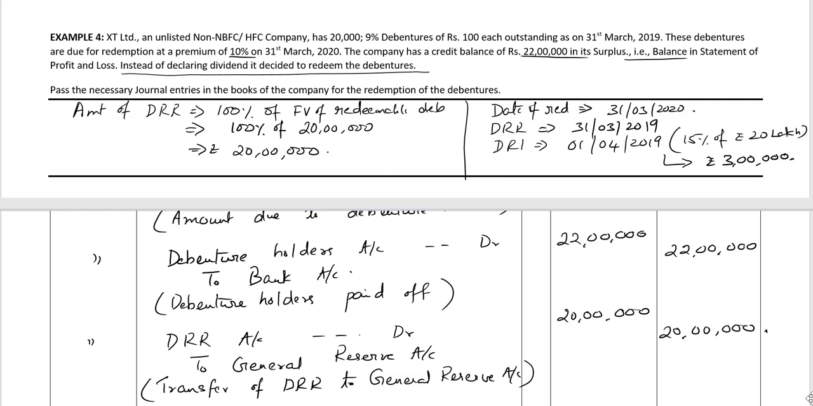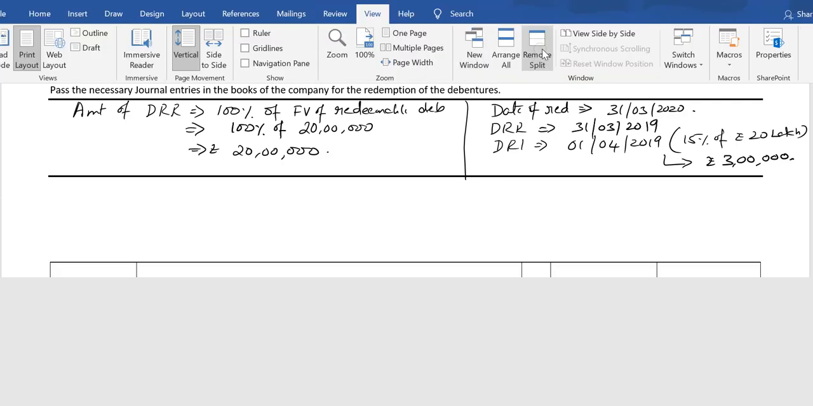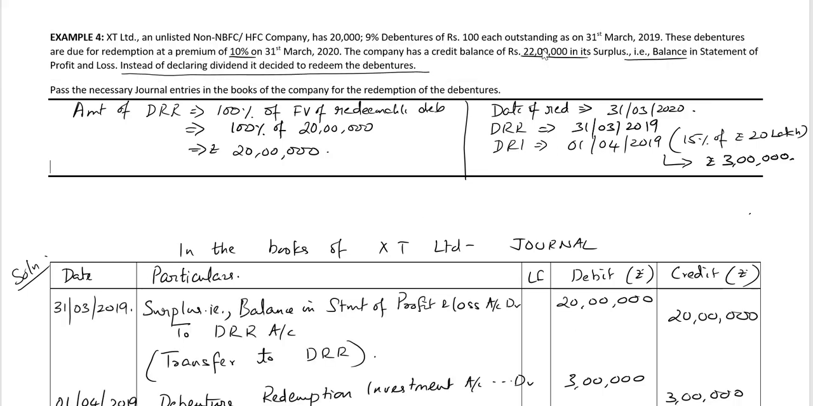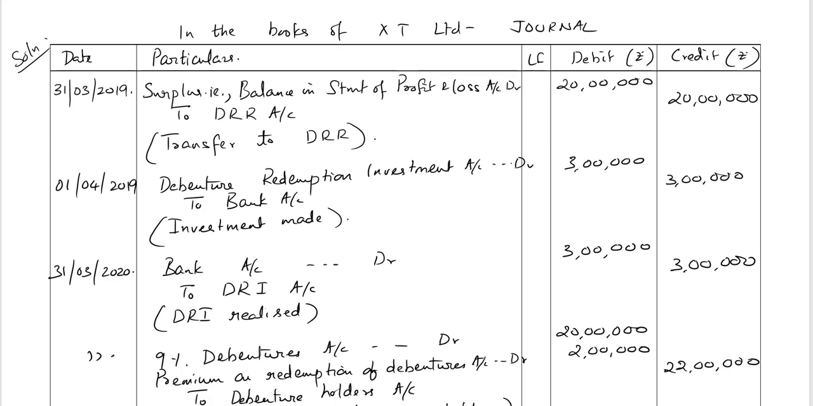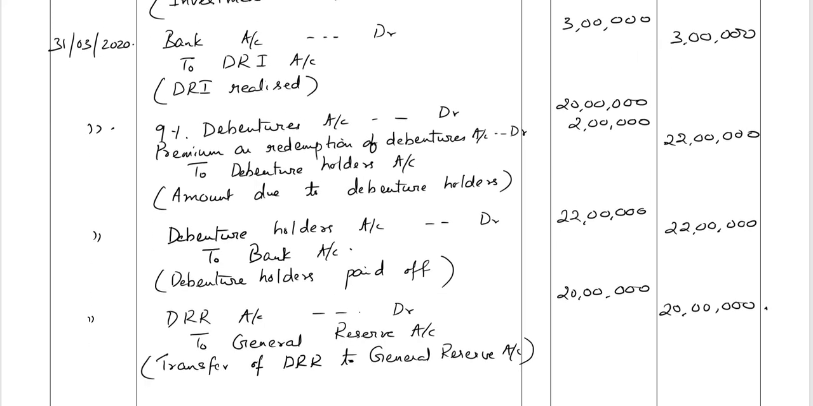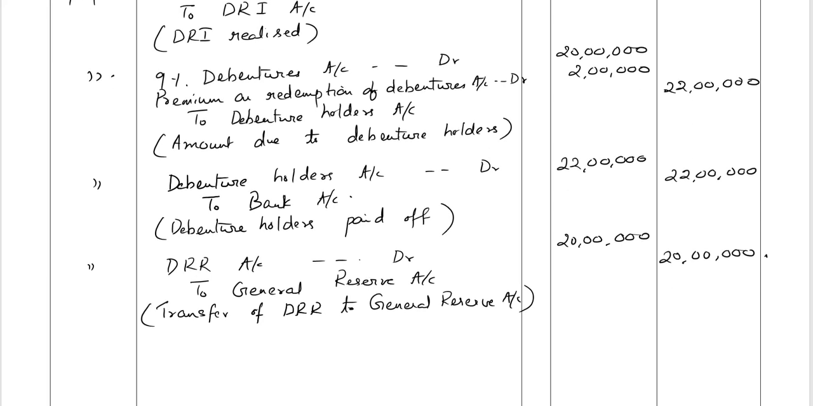So we are done with the entries. I will remove the split. We can view the answer. We have example sum 4 at the top, followed by the working notes to calculate the amount of the DRR as well as the DRI. And these are the journal entries. The first screen and this is the second screen.